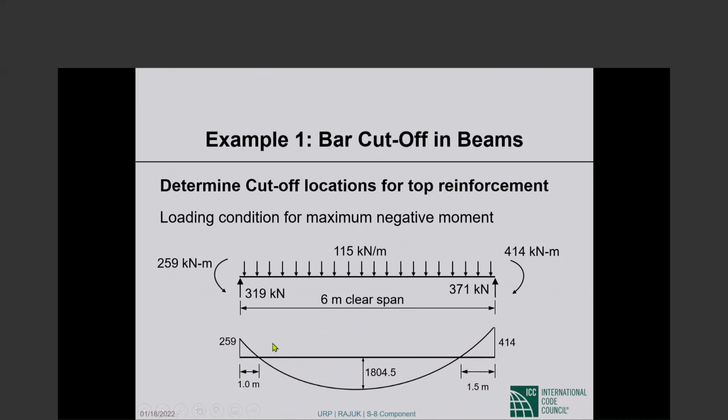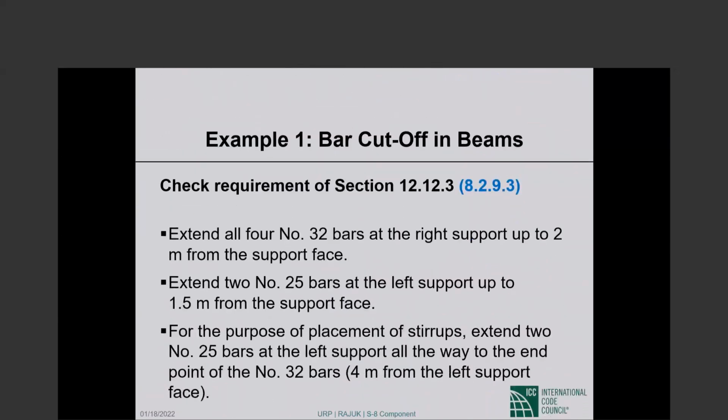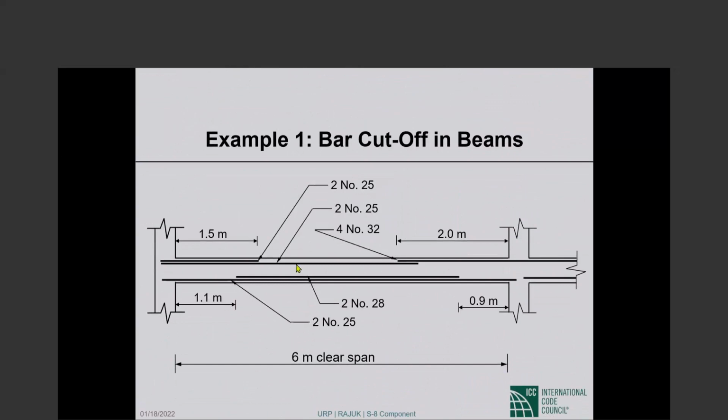These bars have been extended to 1.5 meters, and those bars have been extended to 2 meters, 1.5 meters to the inflection point plus half a meter beyond the inflection point. So this is, we talked about the bottom bars before, the top bars. This is the final solution, and I think the whole thing makes sense.